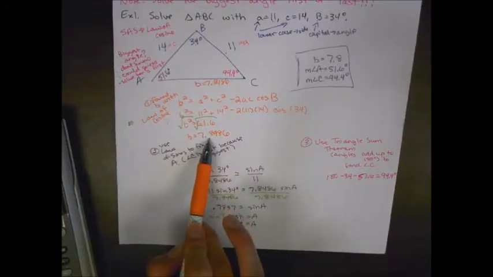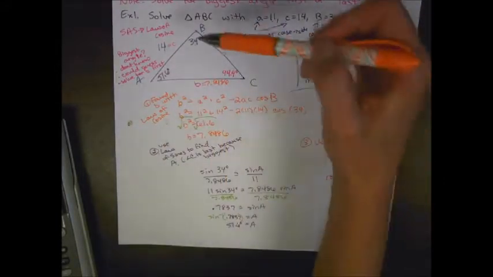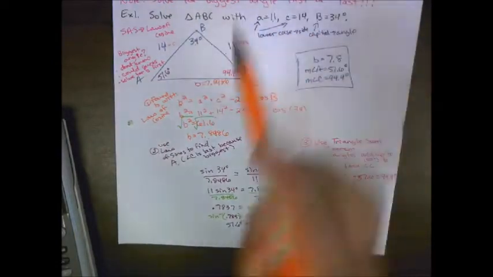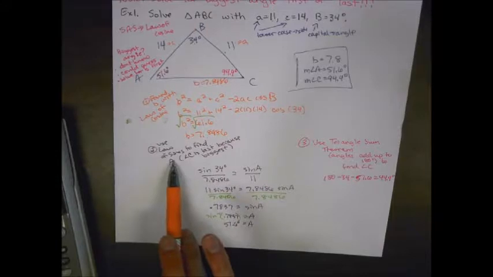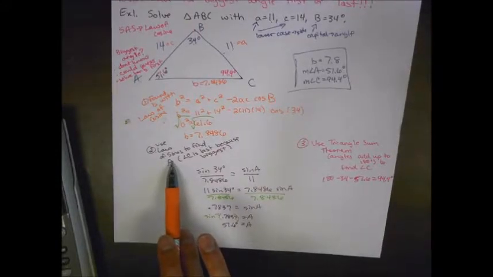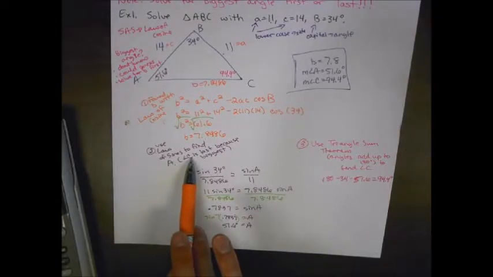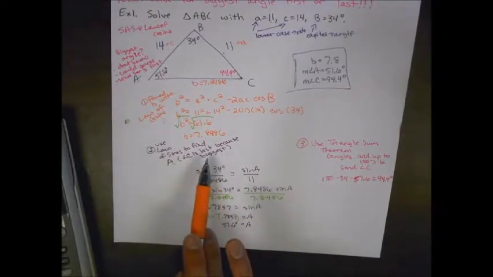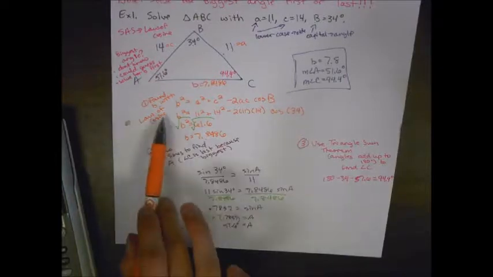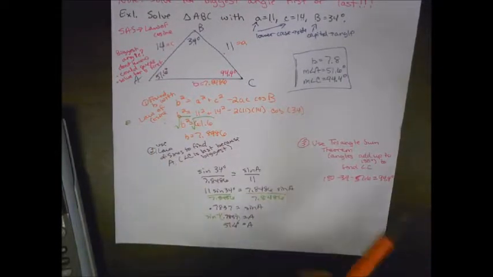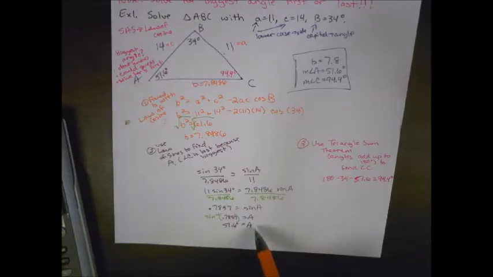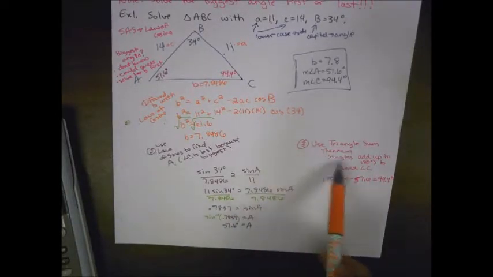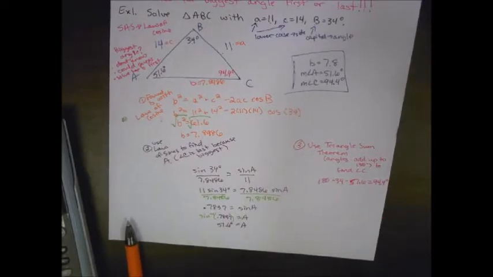Once we solved for B, we had a pair, so we could use law of sines. So I used law of sines to find A. Why did I find A first? Well, because angle C is last because it's the biggest. Since we didn't do it first, we do it last. Now we're on our last step. We found 51.6 is A. Then we use the triangle sum theorem to find C.